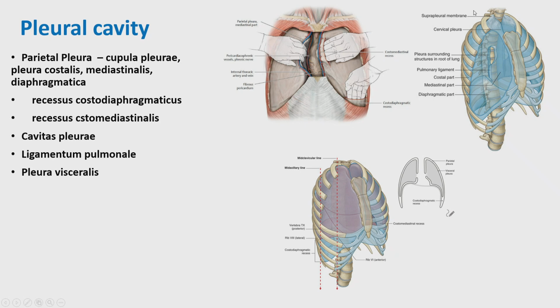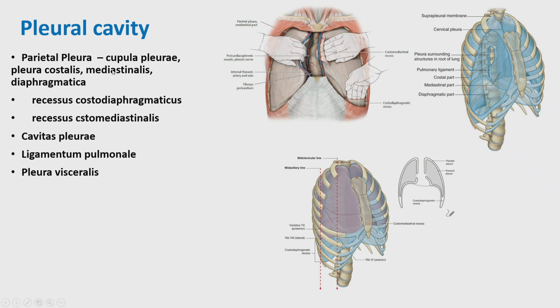Just for recapitulation of the pleural cavity and the parietal pleura, you know that the parietal pleura has 4 parts. The part covering the apex is called the cupula. The costal surface is the pleura costalis, behind the ribs. Then the lower part, covering the diaphragm, is called the diaphragmatic pleura, and the medial side, the border of the mediastinum, is the mediastinal pleura.